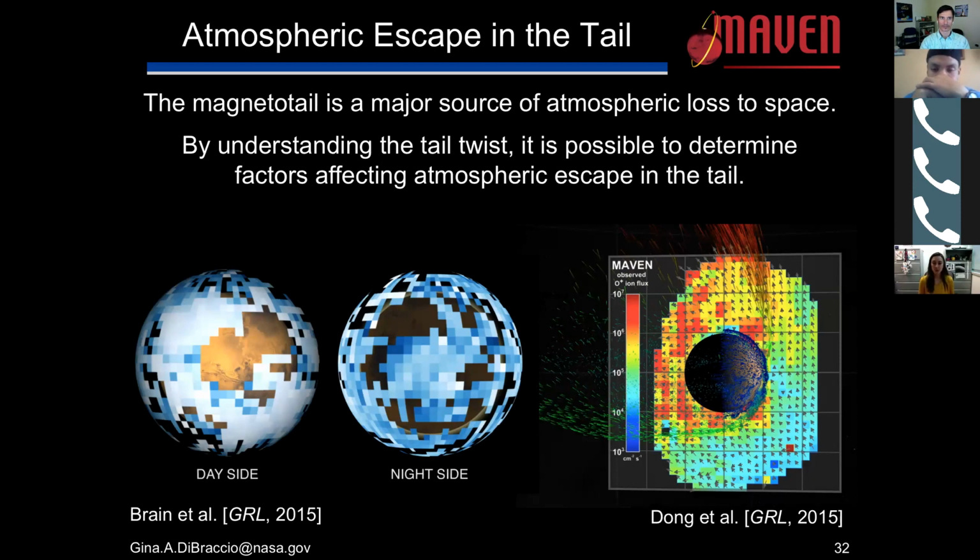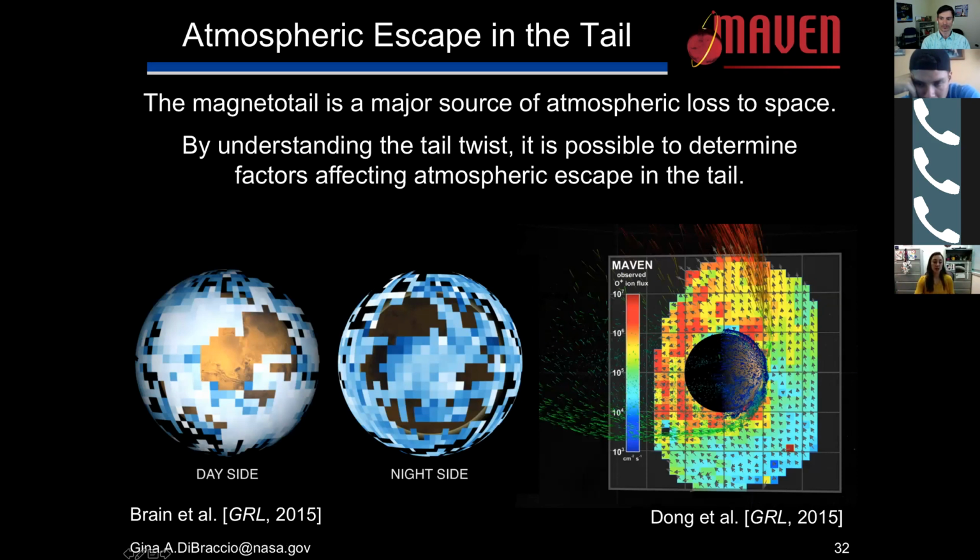So other studies that have been performed by my MAVEN colleagues have indicated that the magnetic tail of Mars is actually a main region where the atmosphere is able to escape. On the left here, I'm showing you results by Dave Brain, where he has published the densities of the atmosphere getting lost out to space.